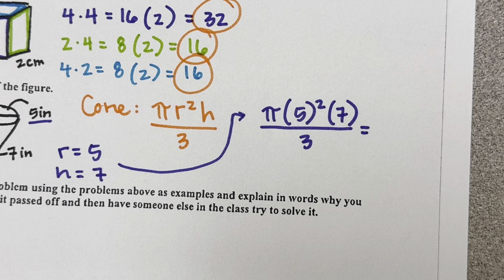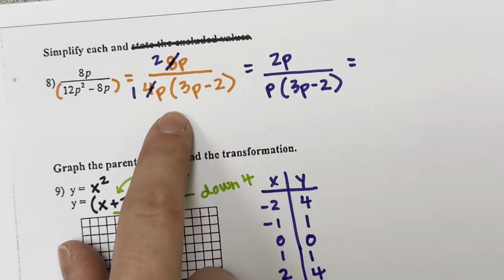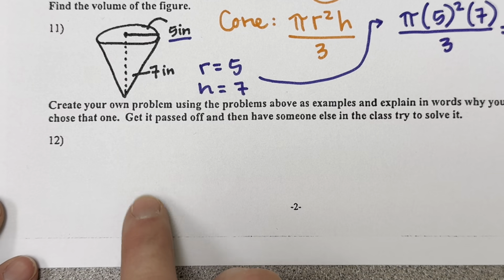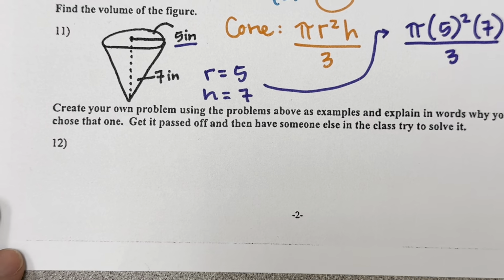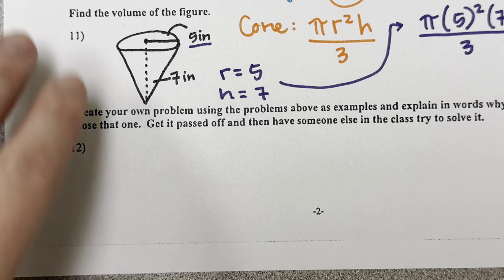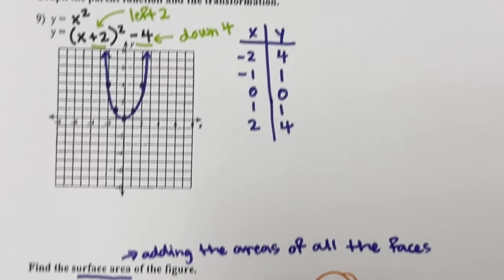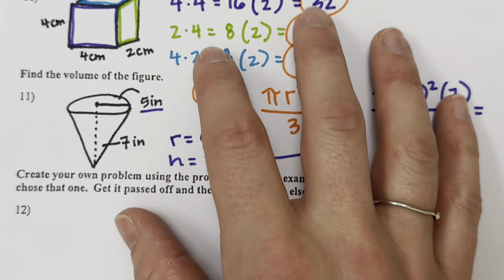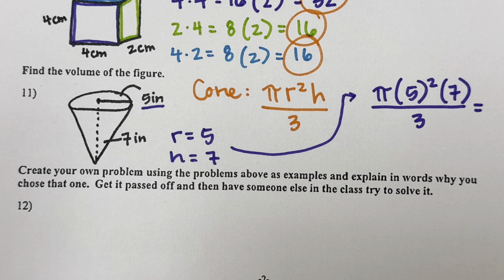Again, if you want to try number 12, where you write your own problem and then have somebody else solve it, you can use any one of those problems as an example. I will give you bonus points. That'll boost your grade up a little bit. Other than that, you just need to make sure that all of these problems are finished and submitted to me. Leave it on my desk before you leave.